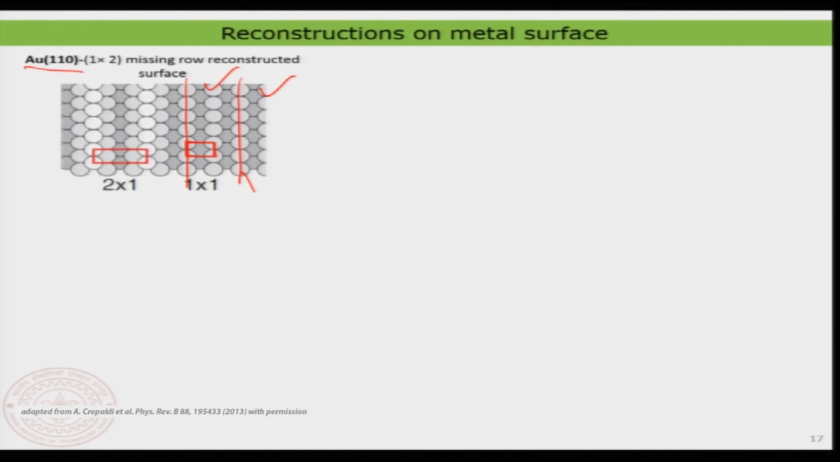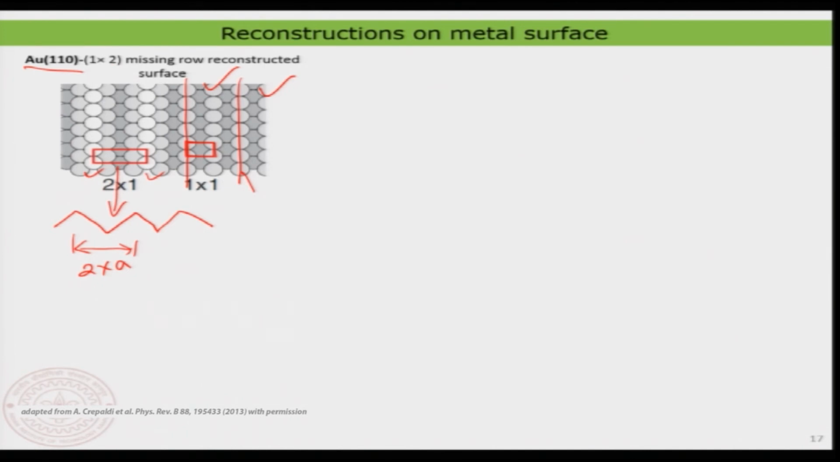Now you can see that these rows are existing, and the row which was in between, which was here, is now missing. So this is called a missing row reconstruction. After the reconstruction the surface is extremely corrugated, it would look like a wedgy surface. The side view would be something like this, an extremely wedgy surface, and this distance is 2 times the a, and that is why it is called a 1/2 or 2/1 reconstruction, whichever way you want to put it.